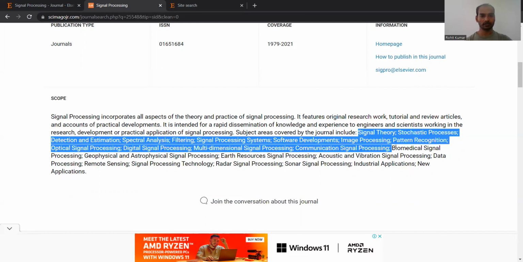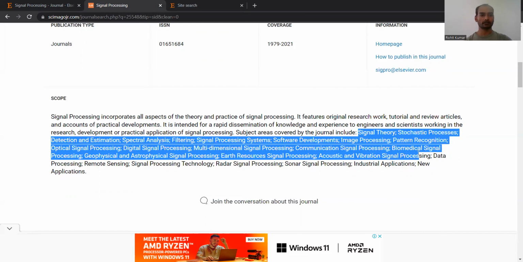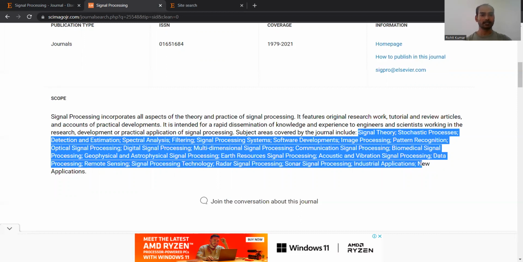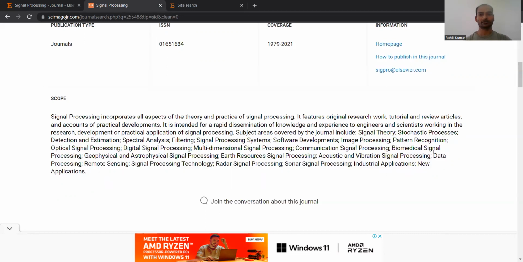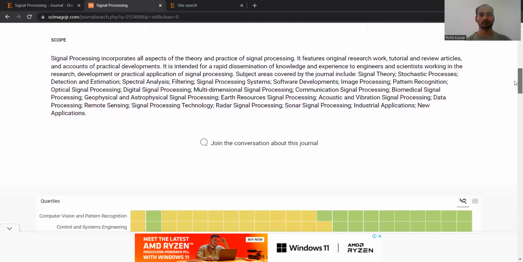So here are the actual keywords: signal theory, stochastic processes, detection and estimation, spectral analysis, software developments, image processing, pattern recognition, digital signal processing, communication signal processing, biomedical signal processing, then earth resources signal processing, acoustic and vibration signal processing. Okay, so I think different sorts of signal processing, radar, remote sensing, everything is available here. Everything is under focus, so any kind of signal processing is considered a focus of this particular journal.